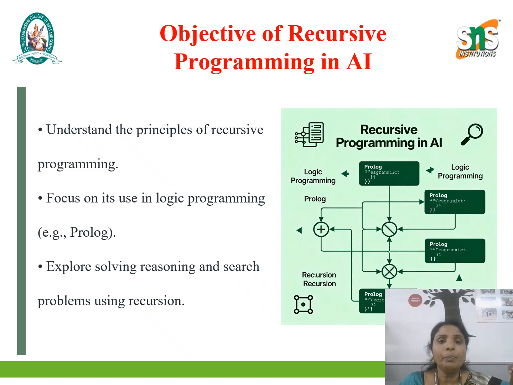For example, when we want to find a path in a maze or check a relationship like ancestor in a family tree, recursion helps the program reason step by step until it finds a solution. So by learning recursion, we can effectively solve reasoning and searching problems when the solution depends on exploring different logical paths and combining smaller results to reach the final answer.